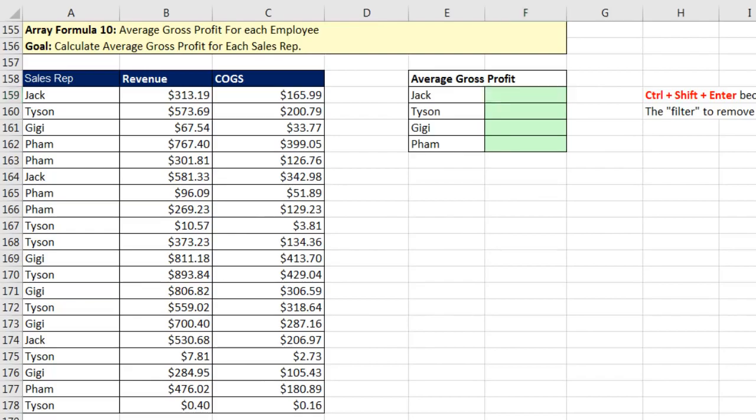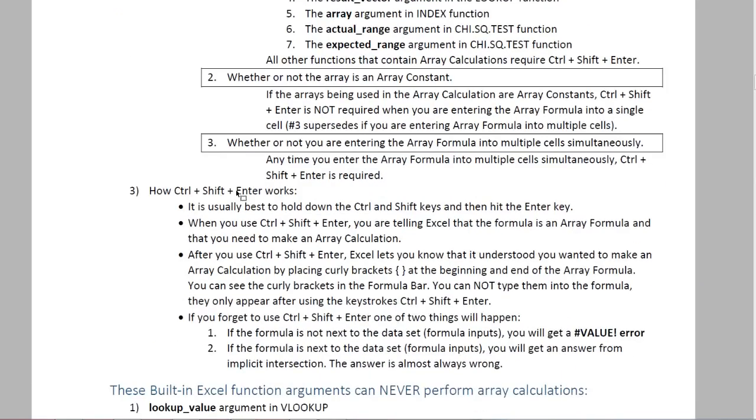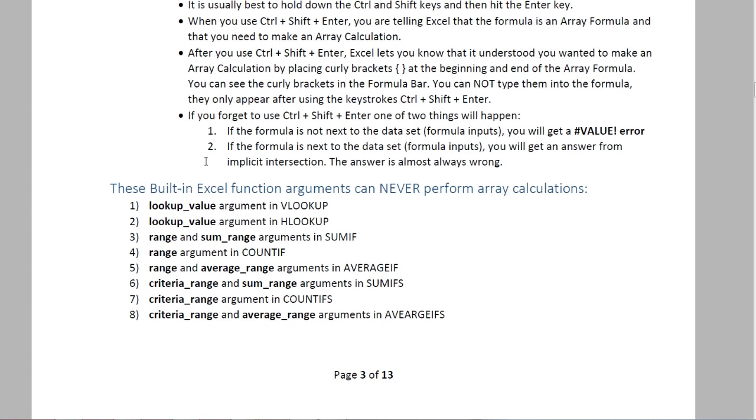But we've got to go over to our PDFs. On page 3, here is a list of the sad functions in Excel that can never do array calculations. For example, the lookup value in VLOOKUP can never do it. If you try to do an array calculation in this argument, it just gives you an error. And sure enough, the range in AVERAGEIF, and the AVERAGEIFS criteria range and average range, will not handle array calculations. Now, I want you to notice something about COUNTIFS because we just did a function argument array operation in COUNTIFS, and we did one in SUMIFS.